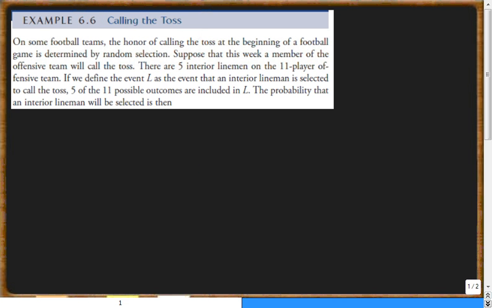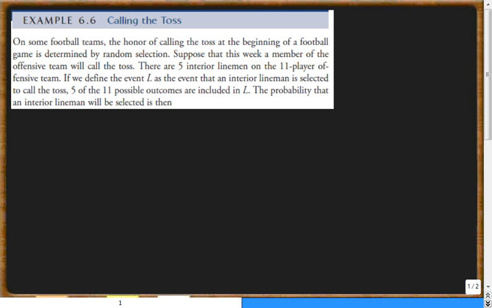Okay, so let's look at some example problems for just some basic probability. So here we go. The first question is, on some football teams, the honor of calling the toss at the beginning of a football game is determined by just randomly picking a player. Suppose that this week a member of the offensive team will call the toss.